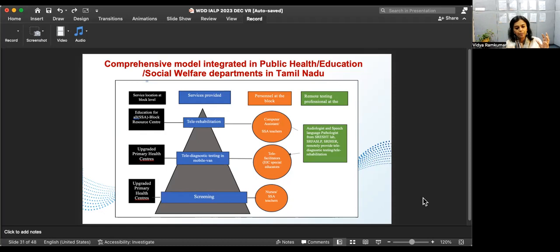So we involve the upgraded primary health centers, the block resource centers of the education department, nurses, teachers, special educators within these education departments, and computer assistants to provide these services. And for the diagnostic assessment, as I said, we were piggybacking on a mobile van, which was already available with the Department of Differently Abled, which we converted into a telediagnostics van.